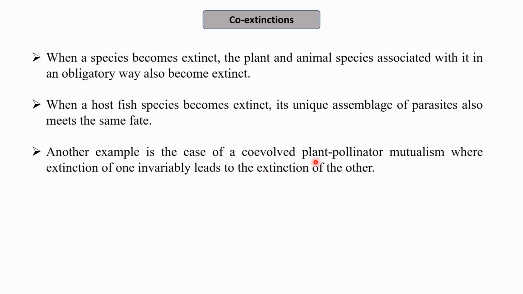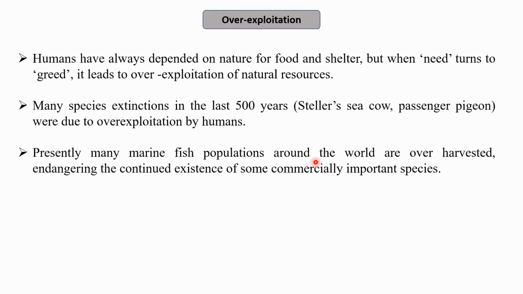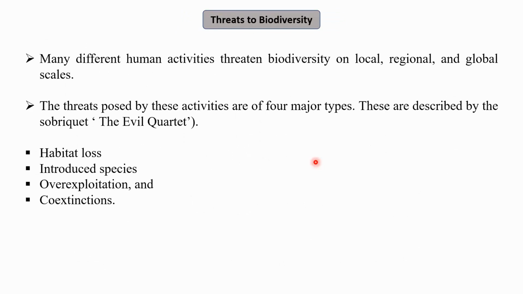So especially where there are chances of co-evolution, there are high chances of co-extinction as well. If the extinction of one species takes place, then it is difficult for the other species to survive. And ultimately, if it does not evolve independently later on, or does not evolve in such a way that it finds a new mutual partner, then the species becomes extinct. So these are the major threats that biodiversity is facing: habitat loss, introduced species, overexploitation, and co-extinctions.